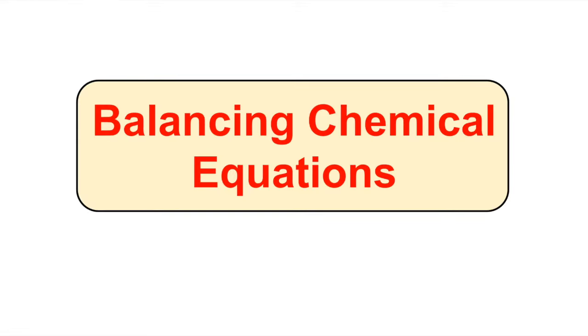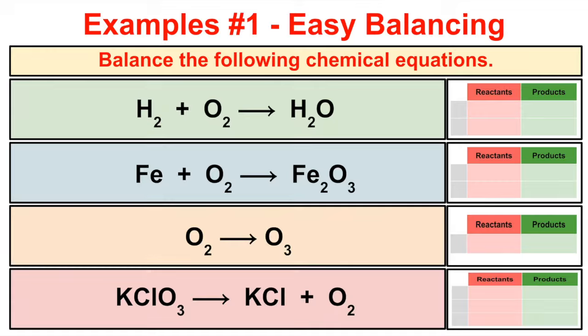Hey guys, this is Mr. Millings, and in this video we are going to learn how to balance a chemical equation. Now, in an earlier video we learned how to write unbalanced chemical equations, and we learned about the different parts of a chemical equation, how everything on the left hand side of this arrow here are going to be the reactants, and everything on the right hand side of this arrow are going to be the products.